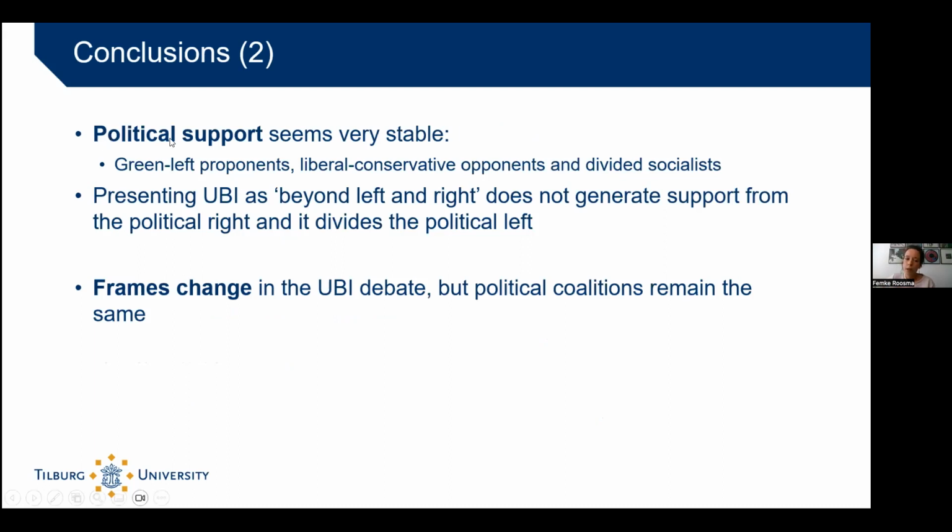So finally, we find that political support is very stable. So again, green left proponents, liberal conservative opponents, and divided socialists. So presenting UBI as beyond left and right does not generate support from the political right, and it actually divides the political left, which is a concern, I think, for promoters of universal basic income. So in general, we see that frames change in this UBI debate, but political coalitions remain the same.